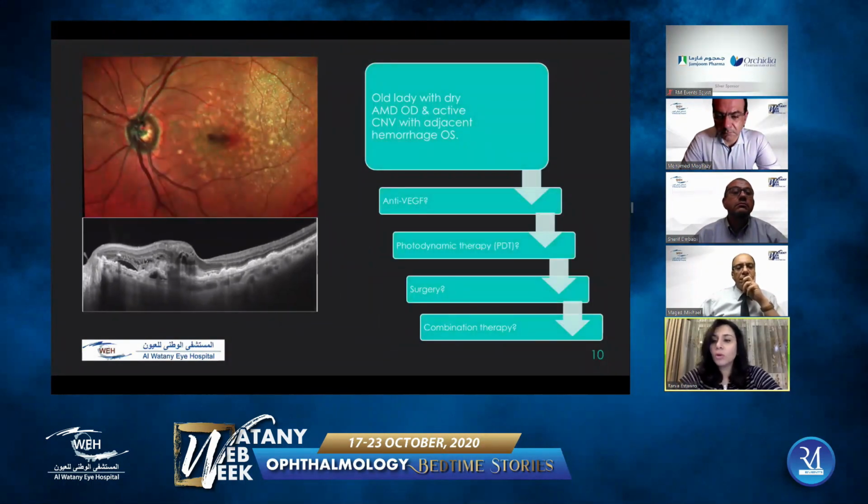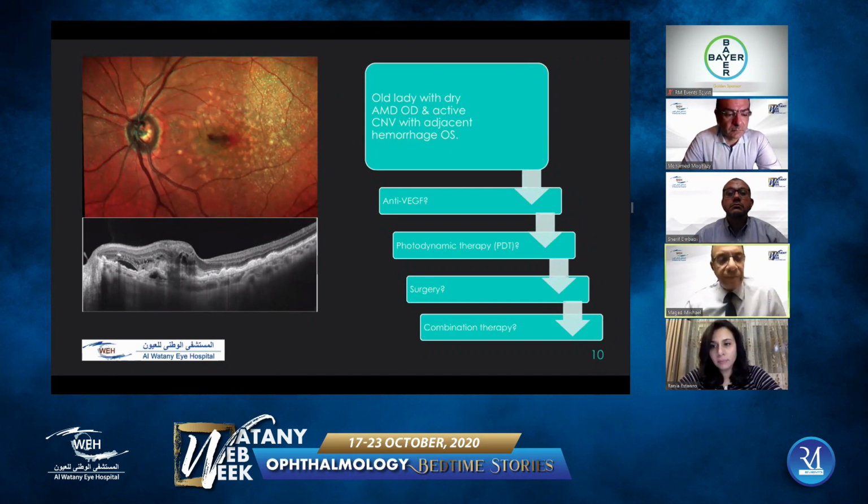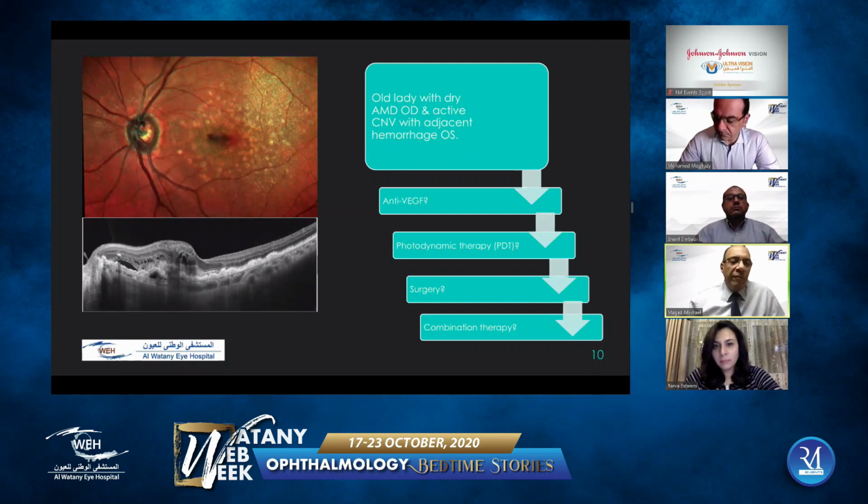My question goes to Dr. Magid Mikhail. Would you like to approach this patient in a surgical manner or just injection? Just injection, of course. This is very mild hemorrhage, so I inject and follow up the patients after injections if we need more injection or not, based on PRN protocol.